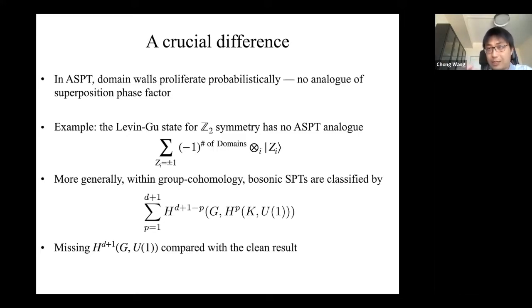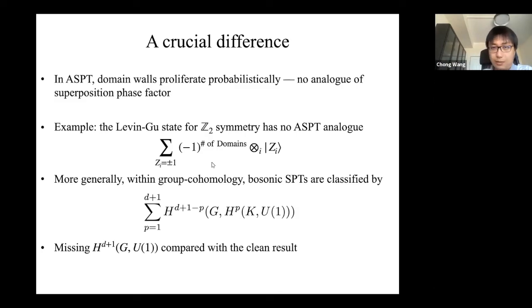So let me give you an example. If I have a Z2 symmetry in 2+1 dimensions, there is one non-trivial SPT known as the Levin-Gu state. The prototypical wave function is extremely simple. It's basically a superposition of all the domain wall configurations, except with a non-trivial sign factor. Basically, you get a minus sign if you have an odd number of domain walls. If you have an even number of domain walls, you get a plus sign.